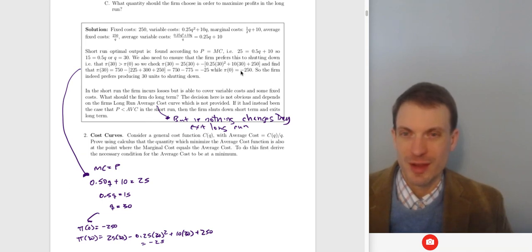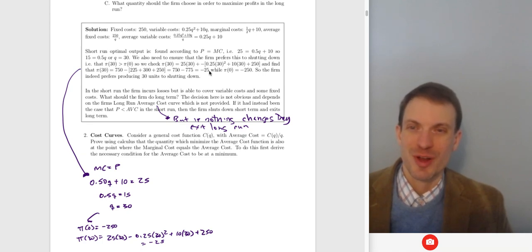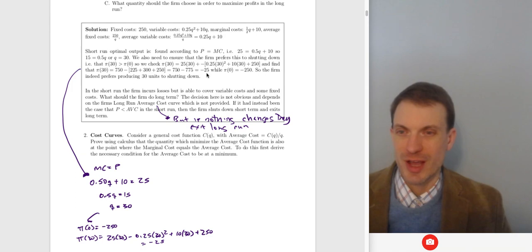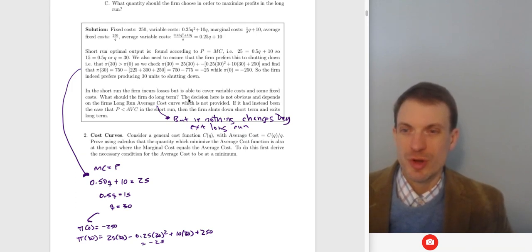Okay, so we've got that. And then we find that profits are going to be 750 minus the quantity, 225 plus 300 plus 250, or that's going to be minus 25. Okay, good. So minus 25 is a loss, which tells us probably in the long run, they're not going to want to be in the market. In the short run, yeah, they'd rather produce and lose 25 than not produce and lose 250, right? Because they're covering their average variable cost, they're not covering their fixed cost. So what do we know about the long run?